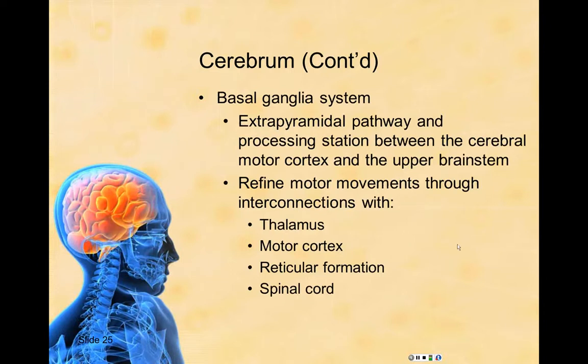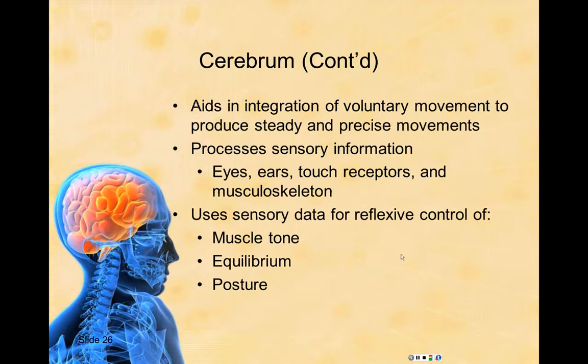The basal ganglia is the extrapyramidal pathway and processing station between the cerebral cortex and the upper brain stem. The refined motor movements through interconnections with the thalamus, the motor cortex, the reticular formation, and the spinal cord. So all of this should be review for you. If you need to go back and look at the anatomy, I encourage you to do that.